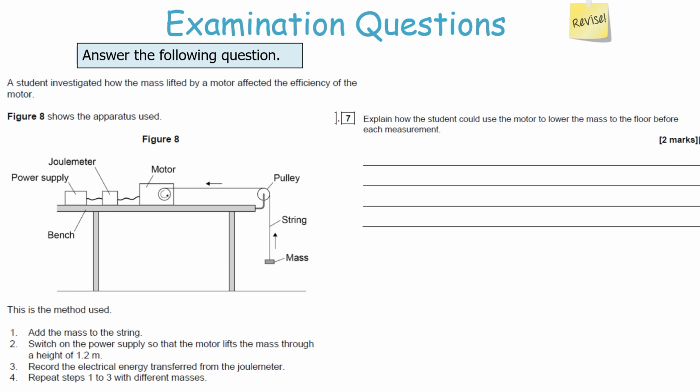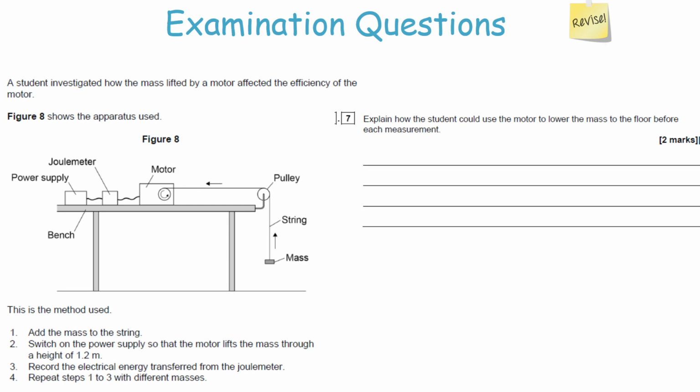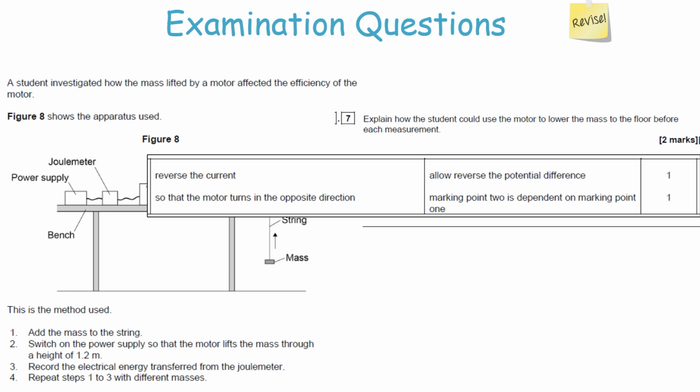Now, for this investigation, explain how the student could use the motor to lower the mass to the floor before each measurement. So pause the video now, then unpause the video when you want to go through your answer. Right, well, this question is actually a bit of a synoptic question with electricity, because you've noticed it's an electrical motor. So therefore, we need to ensure that the motor is moving in the opposite direction. So how can you ensure the motor turns in the opposite direction to move the string in the opposite direction? Well, you would reverse the current or the potential difference in the circuit, and that will make the motor spin in the opposite direction.